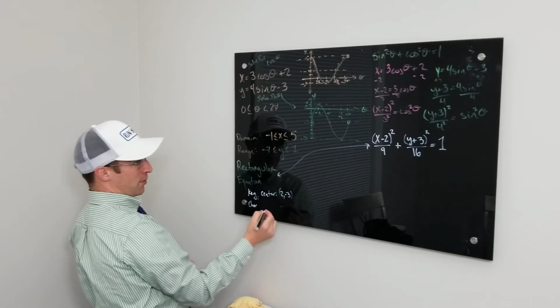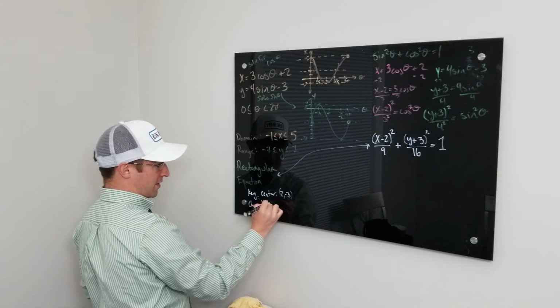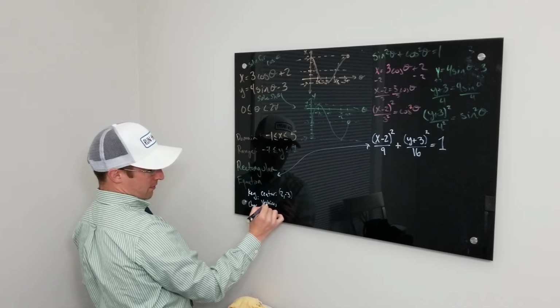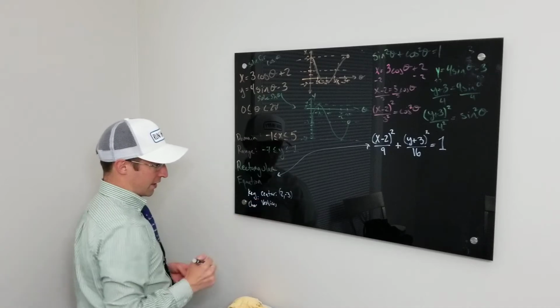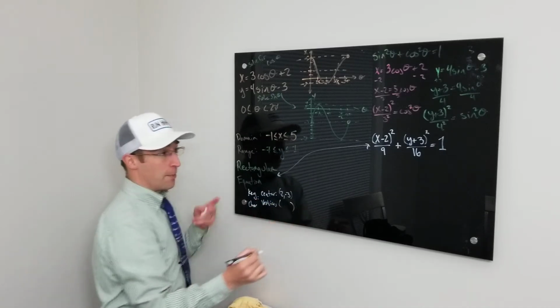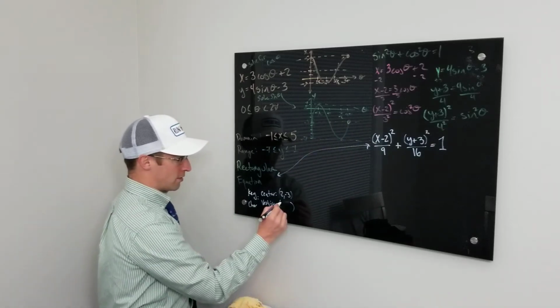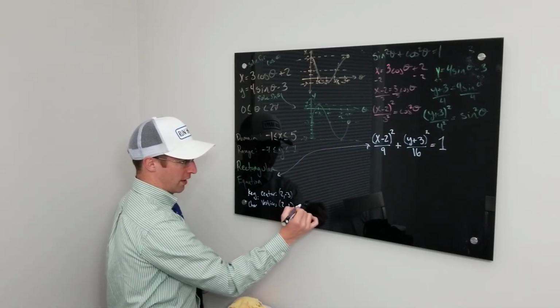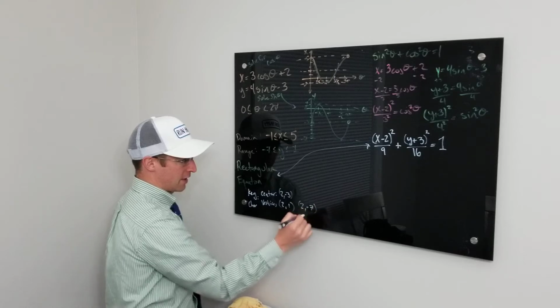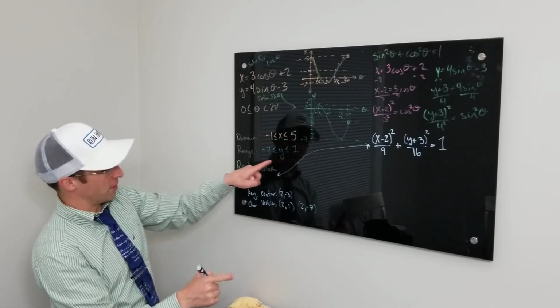We can say where the vertices are. Oop, I put an extra little thing in there. The vertices are going to be up and down because the 4 is underneath. So it's going to be 2, 1 and 2, -7. Check it out, that matches up with our range.